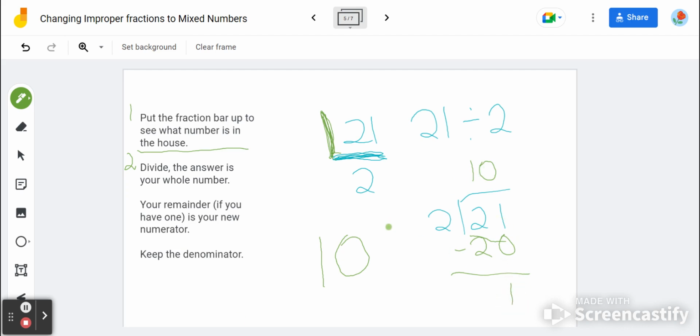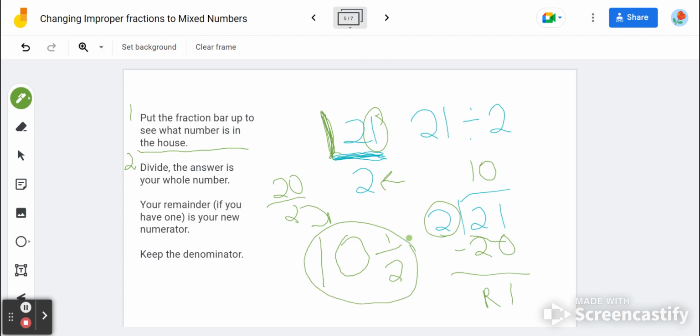Your remainder is your new numerator. Keep the denominator. So your remainder becomes your new numerator, and you're going to keep the outside number or the denominator the same. And this makes sense because 20 divided by 2 is 10, and then we have 1 more left over, so we're going to have 10 and 1/2.